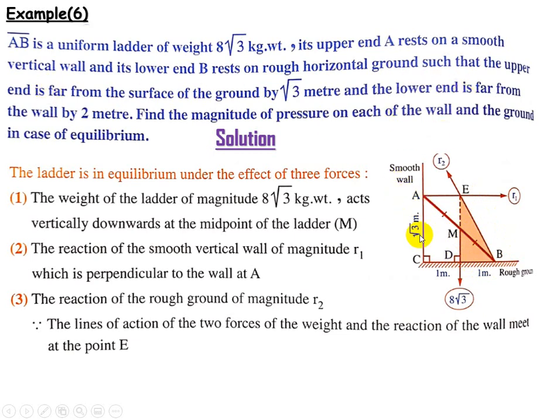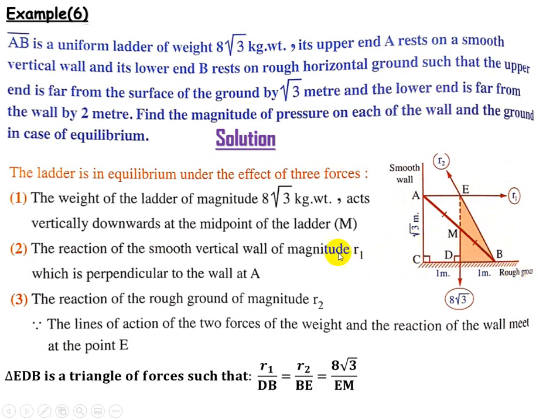we have that the length of AC is root 3 meter, as given, and the rod itself AB, its length is unknown. Point B is far from the wall by 2 meters, 1 and 1. So the length of ED equals the length of AC, equal root 3 meter, DB equals 1. So AB using Pythagoras theorem will be 2.